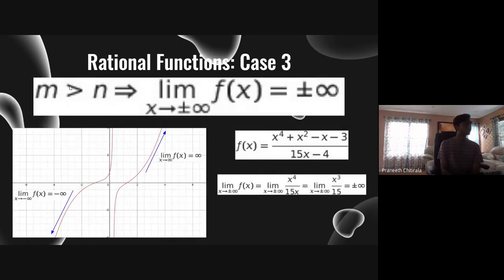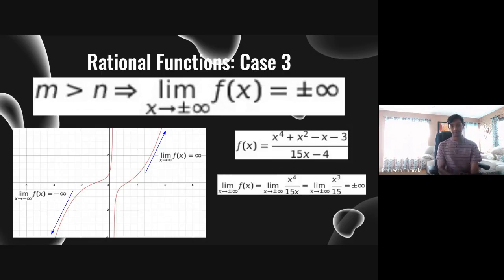Now, if the degree of the numerator is higher than the degree of the denominator, then the function will easily approach plus or minus infinity, because the top is increasing much faster than the bottom. And if that's the case, then it'll easily become much greater than 0, or any number. It'll go easily to infinity.